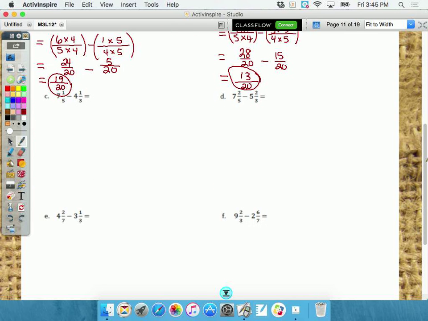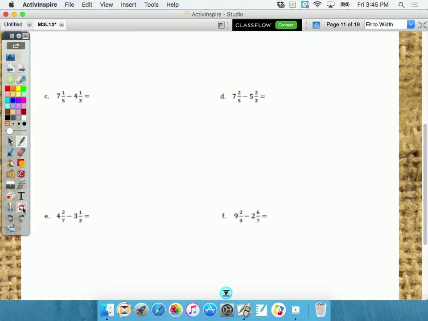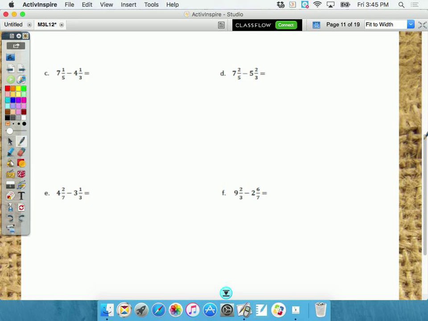Okay, let's go down and look at C. When I get down here to C, things are going to look a little differently. We're going to use a different strategy because when I subtract my whole numbers, I'm left with a number that's larger than 1 whole. So subtracting whole numbers, I just move the 1/3 outside the parentheses. 7 minus 4 is 3. So I'll have 3 1/5 minus 1/3.